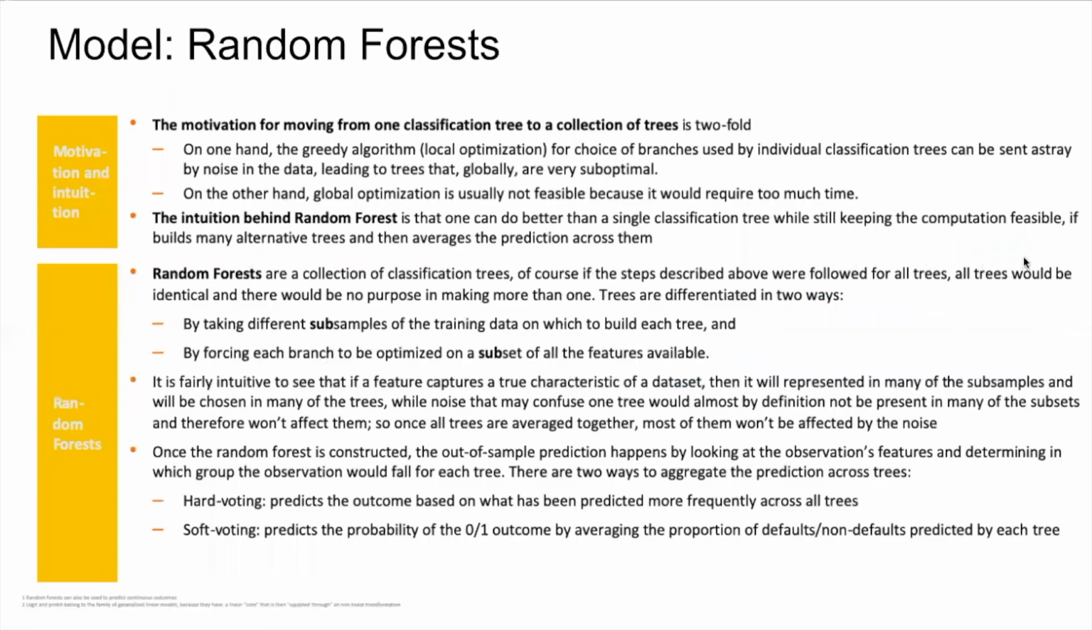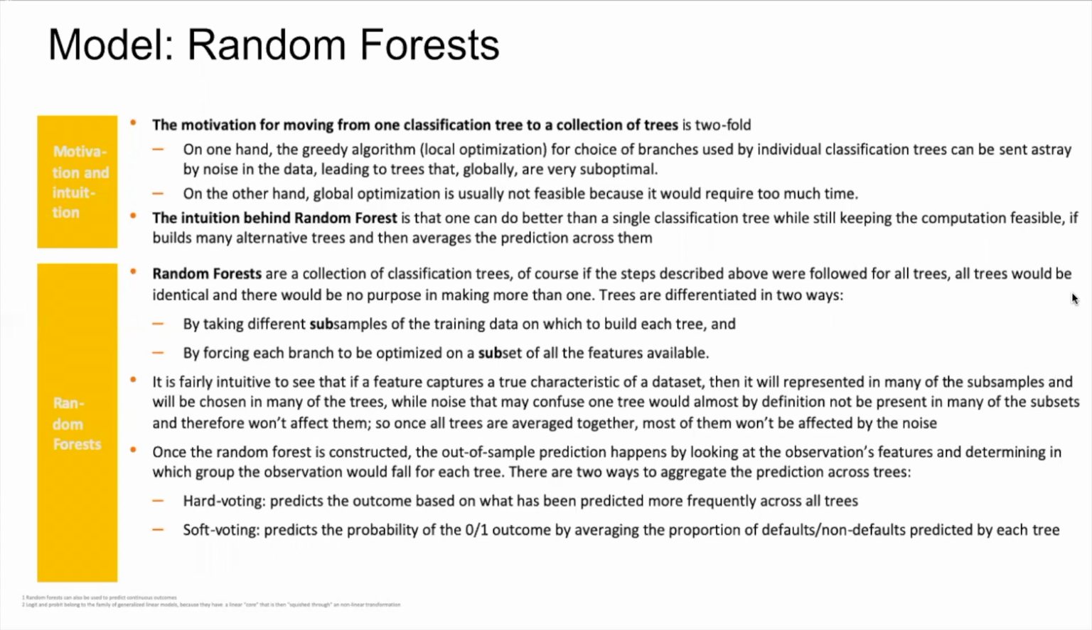Moving on to random forest. The motivation for moving from one classification tree to a collection of trees used for random forest is twofold. The first reason is that classification tree is a greedy algorithm whose output is dependent on the choice of the branches used, due to which it may point to a local optimization. Global optimization is either not feasible or too expensive.